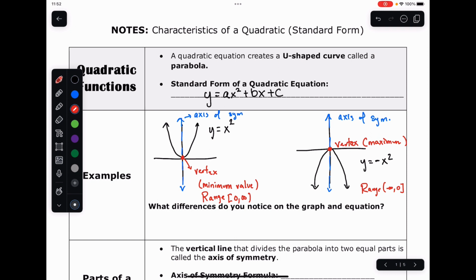Now, what difference do you notice about the graph in the equation? Well, the graph again opens in the opposite direction. When we have a positive x squared, the parabola opens up, and if we have a negative x squared, the parabola opens downwards. The bx and the plus c are going to shift the graph in different directions. They're going to shift it horizontally and shift it up or down depending on what these numbers are. Okay?